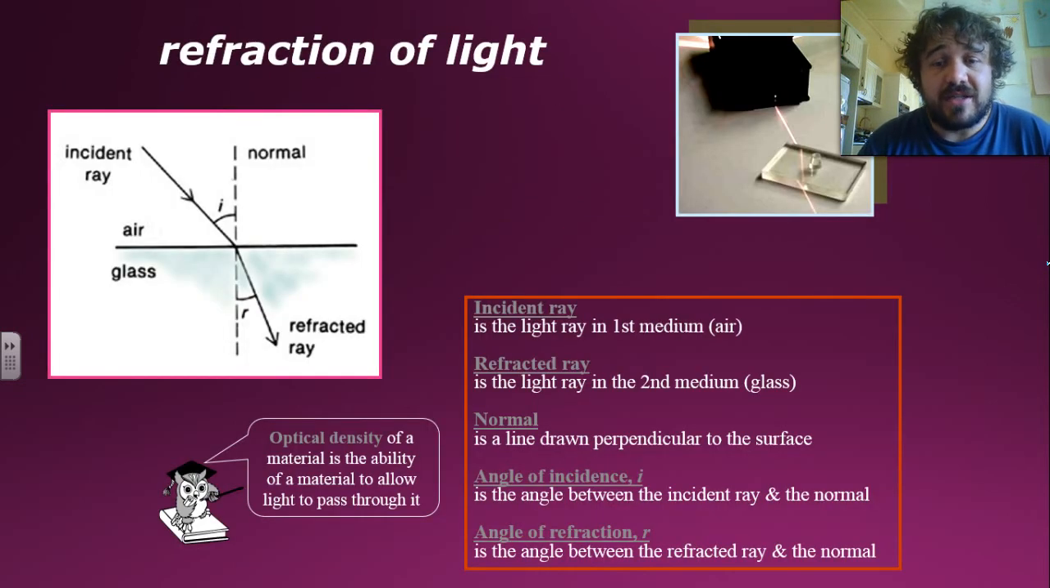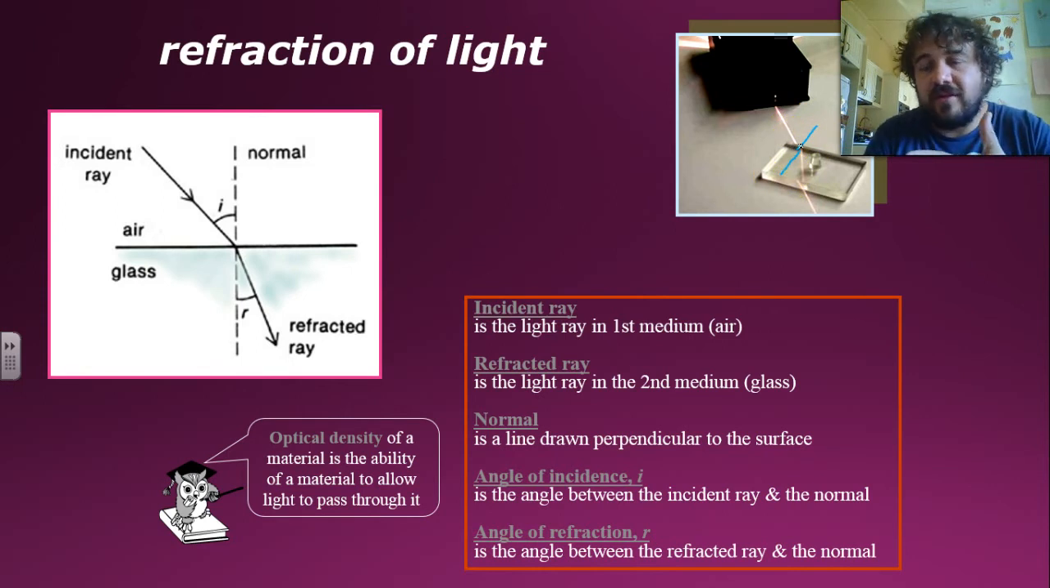All right, so refraction of light. Here's a few definitions. Optical density is the ability of a material to allow light to pass through it. The incident ray, in this case, is this one. It's the first medium, coming straight out of the ray box. That's the incident ray. This is the refraction ray, or the refracted ray. The normal is the same. So here the normal would come off on an angle like that, and here the normal would come down an angle like that. And again, perpendicular to the surface.